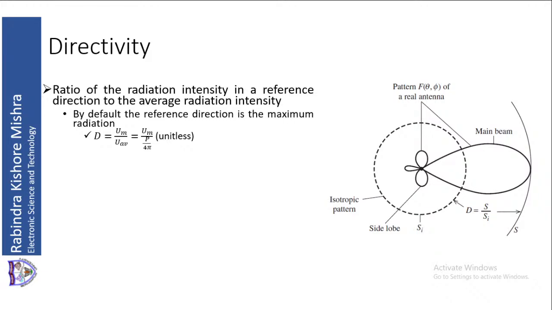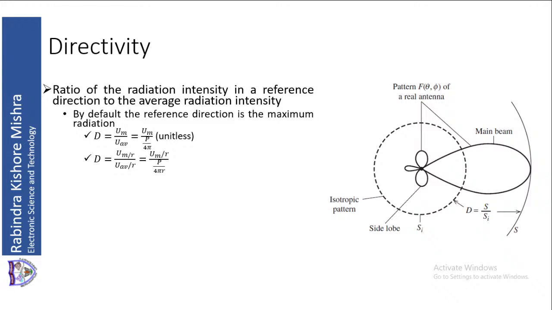UM is the maximum radiation intensity, by U average. U average is the average radiation intensity. So directivity D is equal to UM by U average. So that we can write as UM by U average is P by 4 pi that we have seen. So it will be UM by P by 4 pi. So this has no unit because U is intensity by intensity, same unit in the numerator and denominator, so it becomes unitless. So D is equal to UM by P by 4 pi.